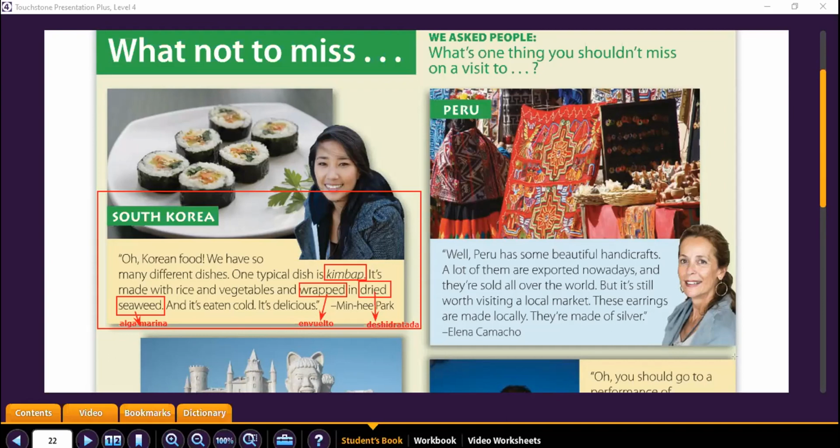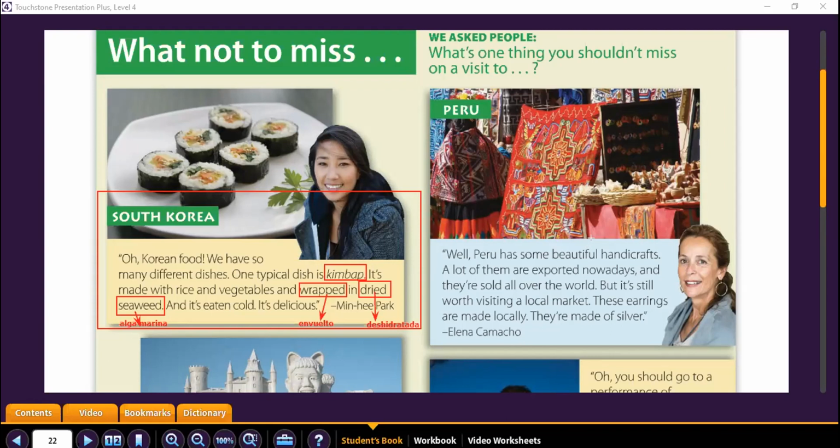Let's continue with Peru. Can you help me reading this Peru paragraph, please, Leo? Okay, teacher. Well, Peru has some beautiful handicrafts. A lot of them are exported nowadays and they are sold all over the world. But it's still worth visiting a local market. These earrings are made locally. They're made of silver. Exactly.